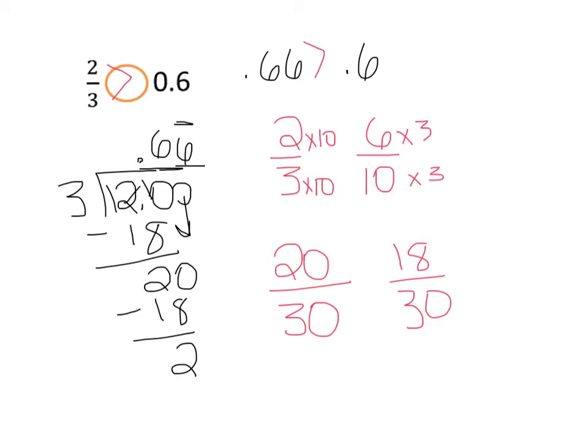So now I can compare them. 20/30 to 18/30. Well, I know that 20/30 is greater than 18/30. So my answer would still be greater than. So as you can see, either way you do it, you get the same answer. I think the easier way would be to change 2/3 into a decimal because it's less steps for you.